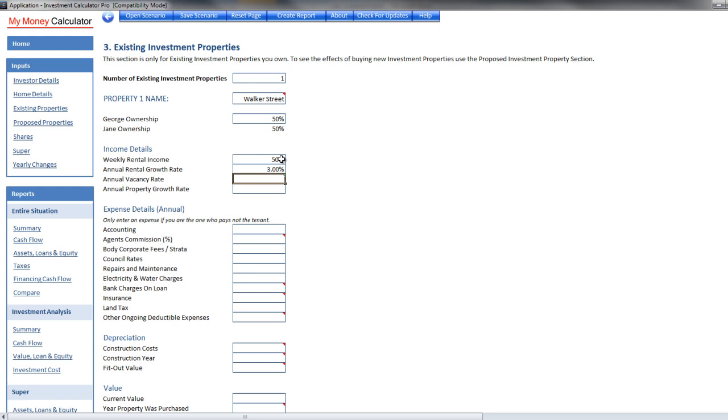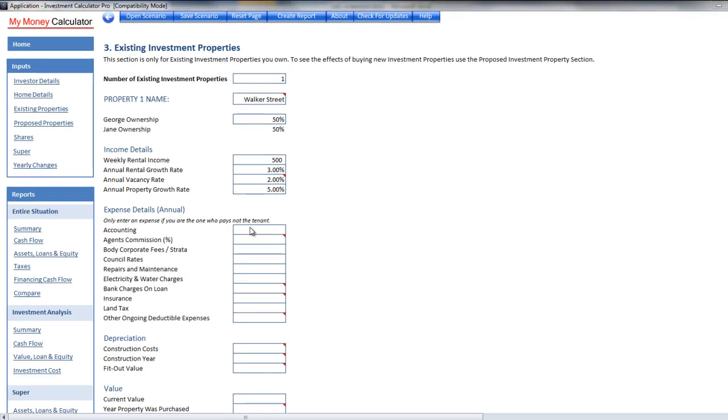The annual vacancy rate is the percentage of time that the property will be vacant each year. 1 day is equivalent to around 0.3%. So let's say this property will be vacant for 7 days a year while finding new tenants. This is equivalent to around 2% a year. Finally, let's choose a default capital growth rate of 5% per annum. Of course, as mentioned, you can change the growth rate from year to year on the yearly changes page.